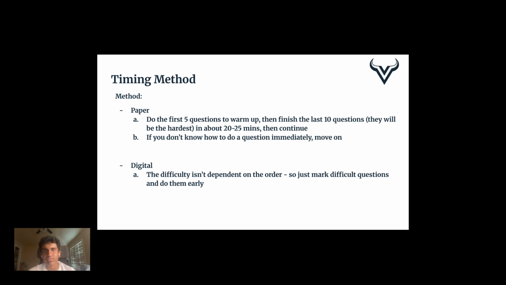Do about 5 of them, and then go straight to the back, because once you're warmed up, this is your prime brain time. This is when your brain is functioning the best. So you want to answer all of the hard questions in this time. Once you do the first 5 questions, try and finish the last 10 questions, because they will be the hardest by progression. So you want to try and finish these 15 questions in about 20 minutes, and then you just continue from backwards to forwards.